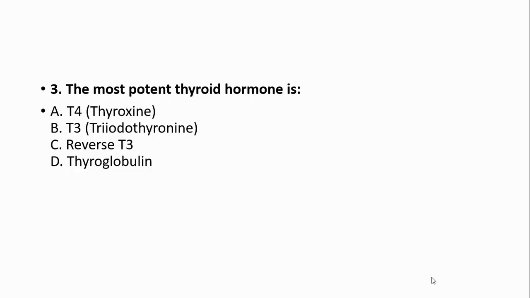Why? Although T4 is secreted in large quantity, T3 is 3 to 4 times more biologically active. Most T3 is produced by peripheral conversion of T4 in tissues such as liver and kidney. So this is the explanation for your answer. If you have any doubts, you can comment on this.